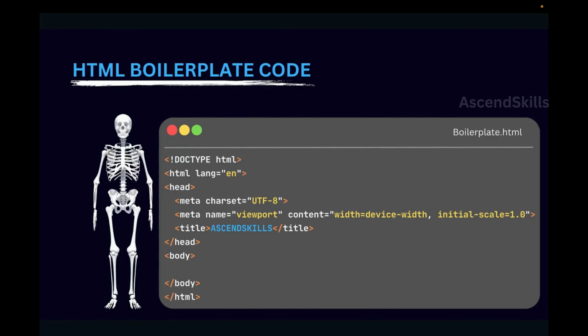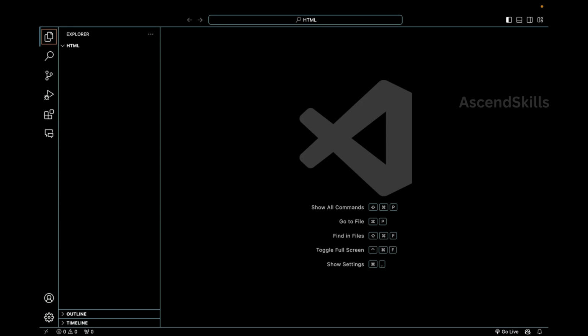Before we jump into learning HTML tags, let's start by looking at the basic structure of any HTML document, which we call the boilerplate code. This is the foundation of every HTML page, so it's important to understand what each part does. Let's move on to a live demonstration in Visual Studio Code to see how it works in practice.